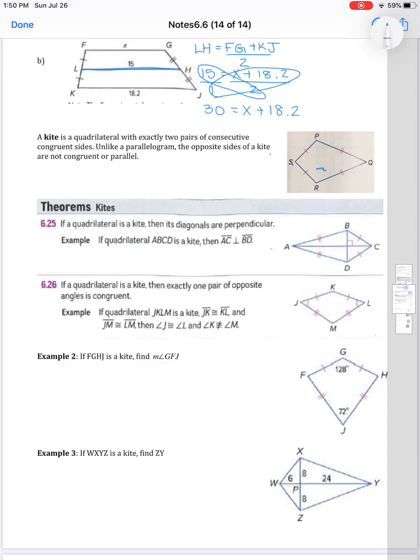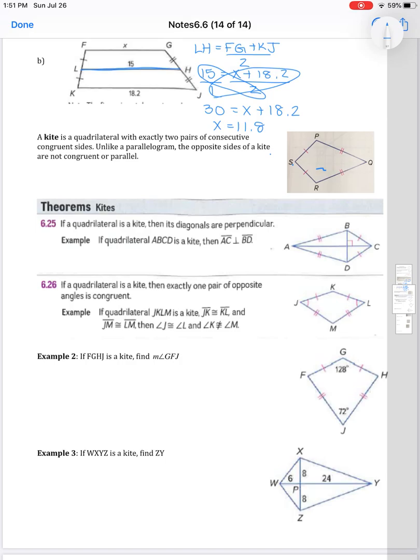Difference here is I have the midsegment. So still going to create my formula. So LH is equal to FG plus KJ divided by 2. LH, though, is 15. FG is my X. 18.2 is my other. And I'm going to divide by 2.